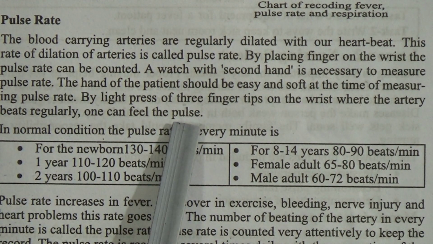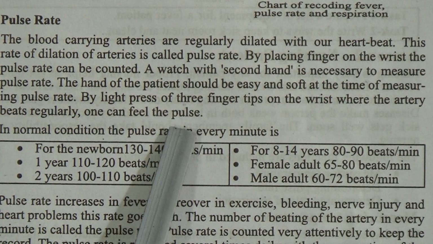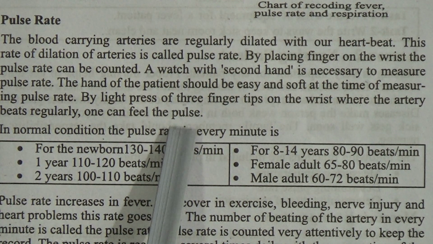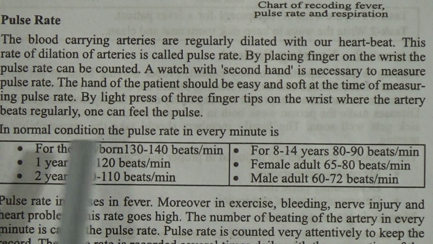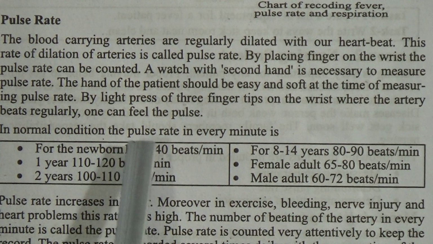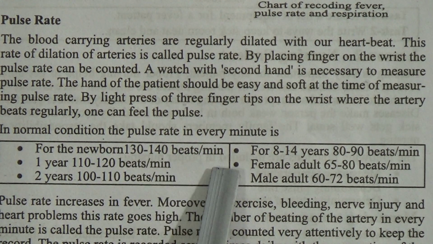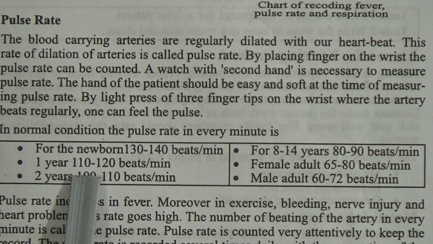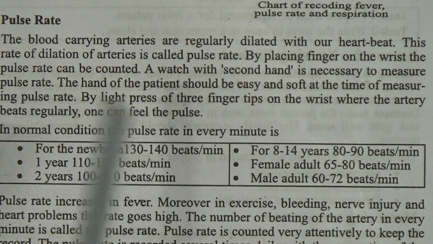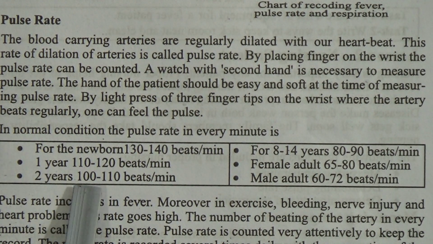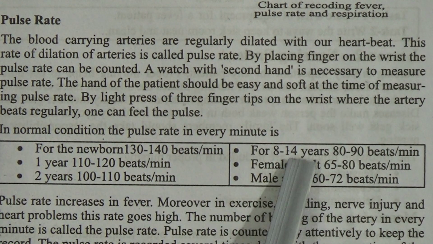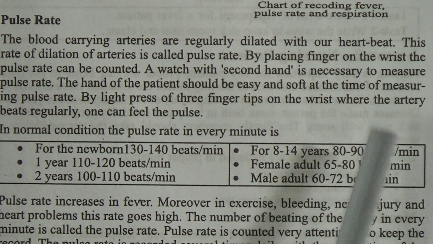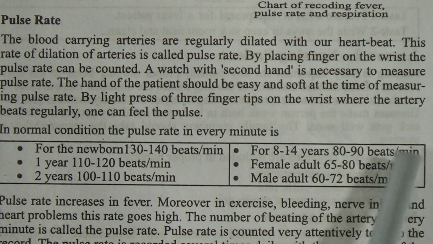So you know the primary level of measuring pulse. You will hold the hand of the patient and you will count the heartbeats. In normal condition, the pulse rate in every minute is, you can see, for a newborn baby, 130 to 140 beats per minute. For a 1 year baby, 110 to 120 beats per minute. And for a 2 years baby, the rate is 100 to 110 beats per minute. And for an 8 to 14 years child, the beat would be 80 to 90 per minute.